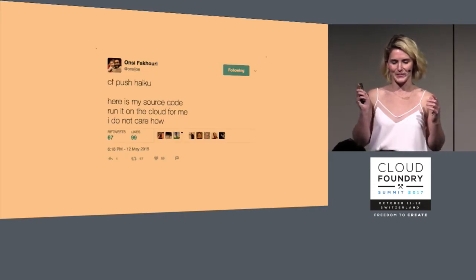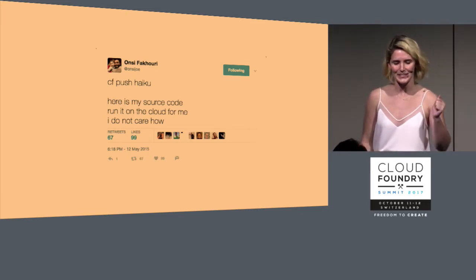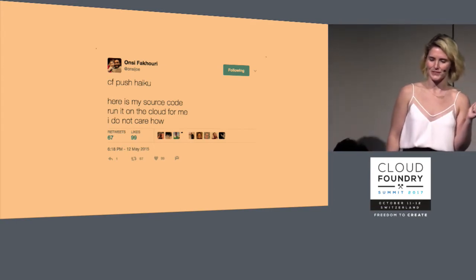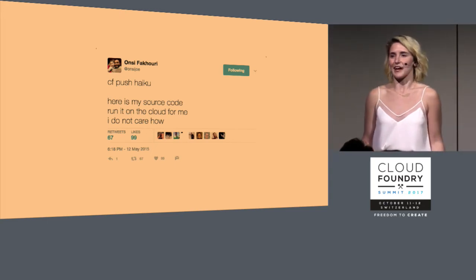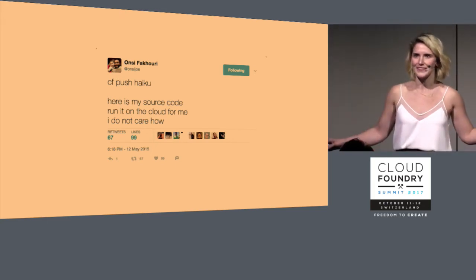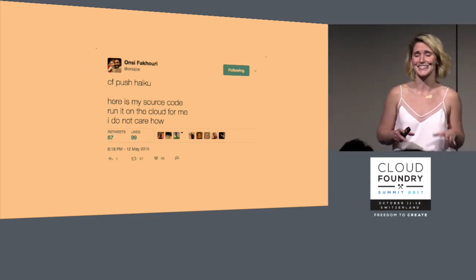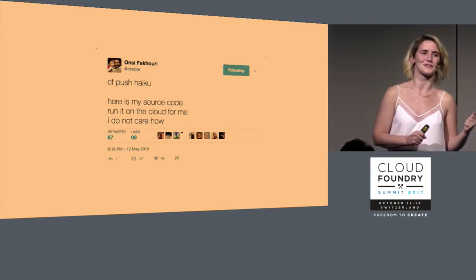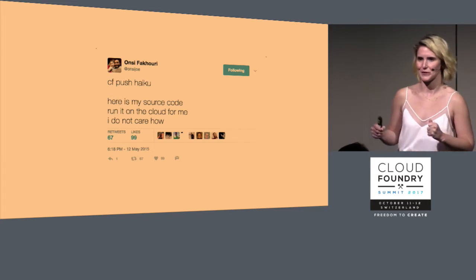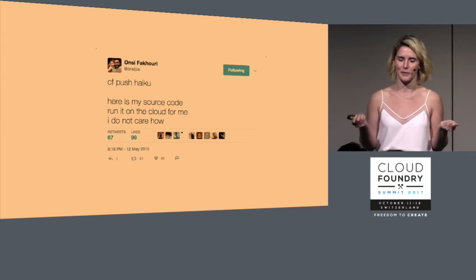So also, this is probably the fifth time you've heard this haiku. Sorry about that. But for those of you who are not yet familiar with the ANSI haiku, here is my source code. Run it on the cloud for me. I do not care how. I really like that, because it sums up what all of us do on Cloud Foundry, but especially the Buildpacks team, because some of the stuff we're doing for you, you could easily do for yourselves. We're figuring out what language your app uses. We're figuring out what your environment variables should be. And we're making it as seamless as possible so you don't have to think about it or mess it up.